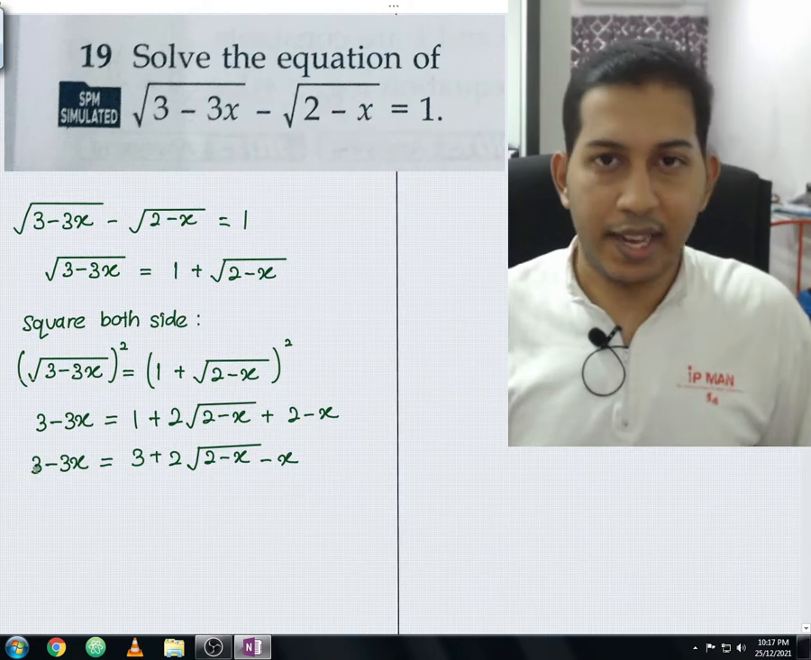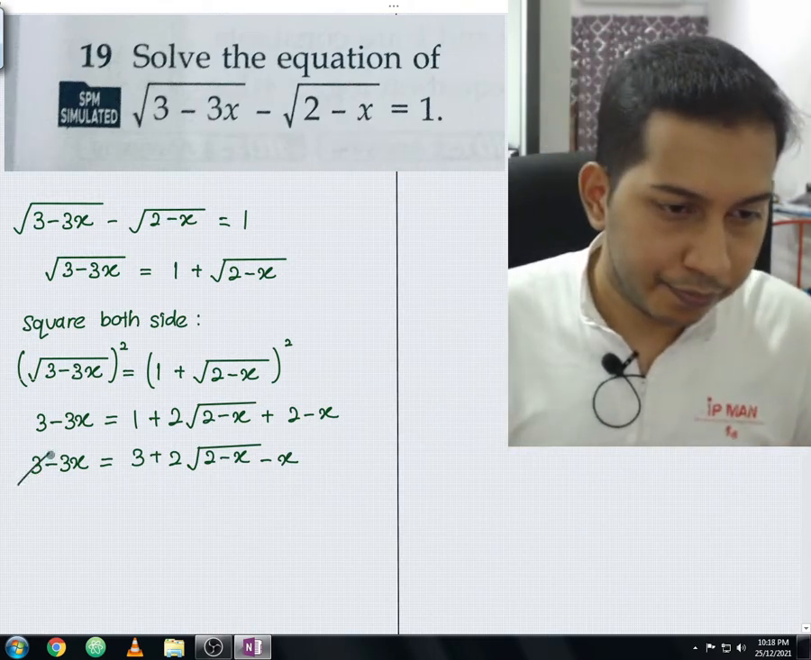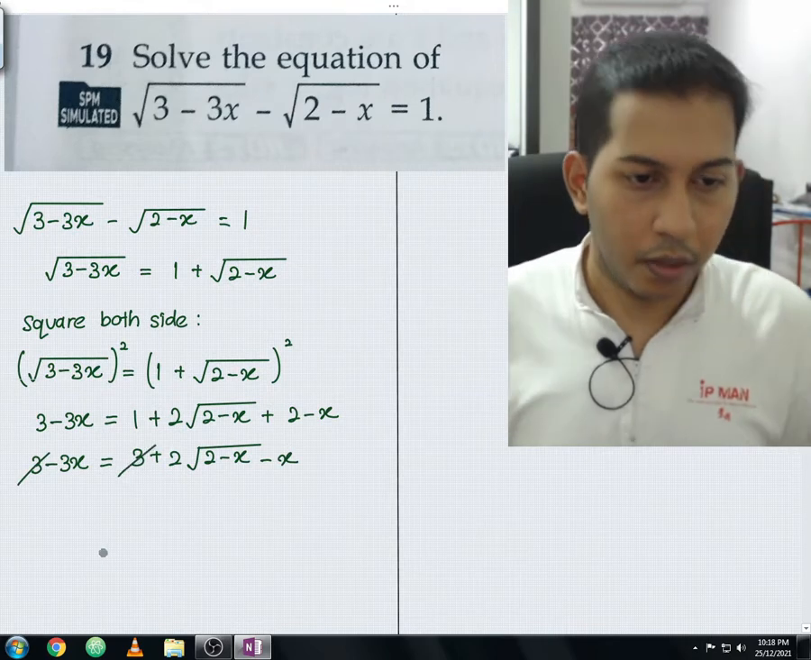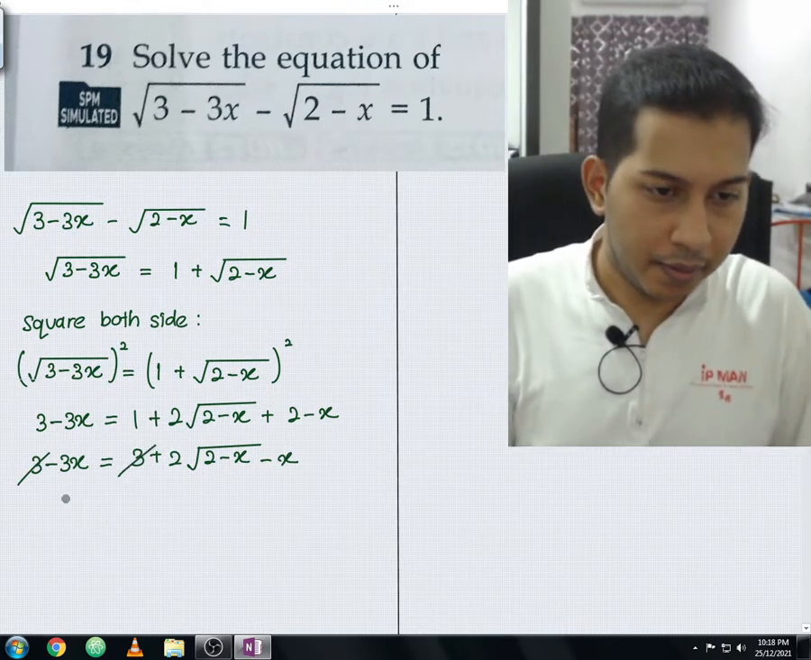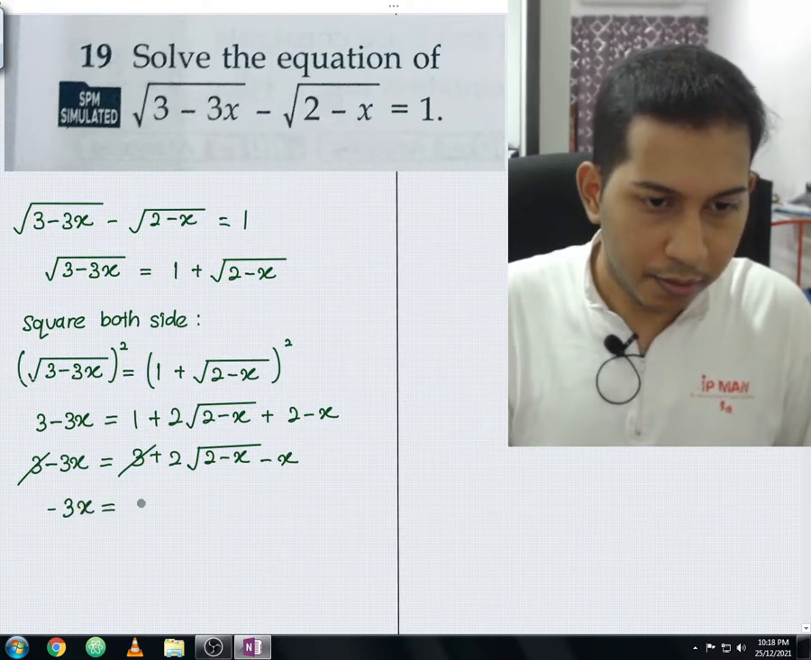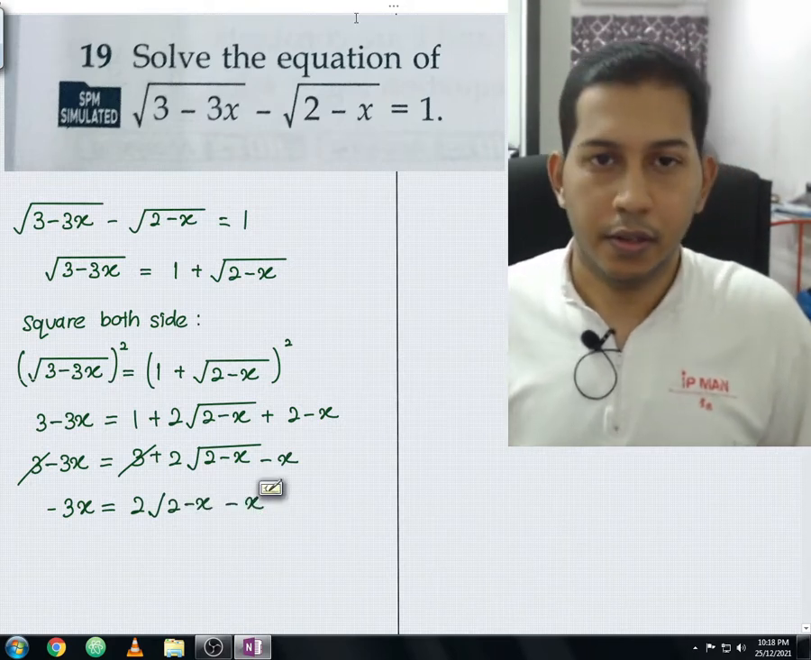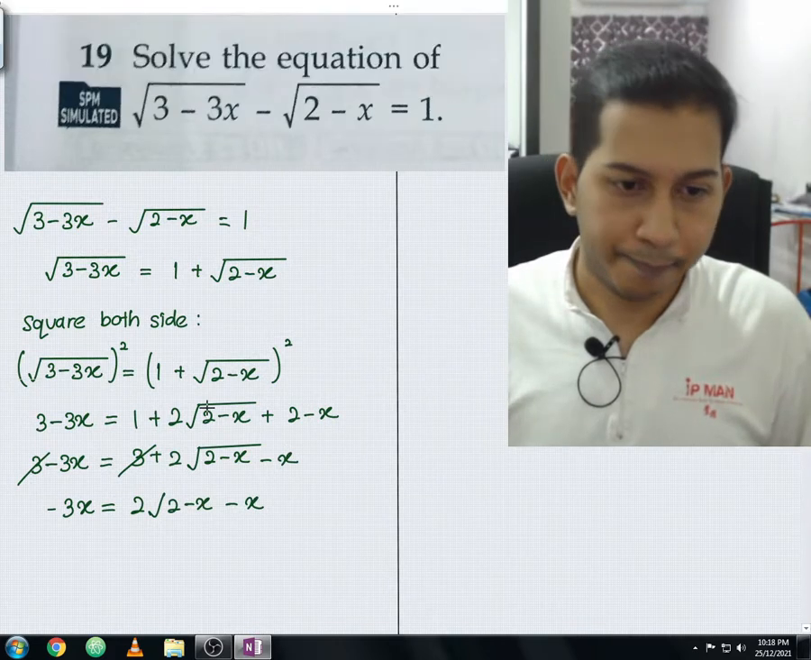So the 3 in the left hand side and the right hand side, we can cancel them out. So you are only left with −3x equals to 2√(2 − x) minus x. Let me underline the surd.